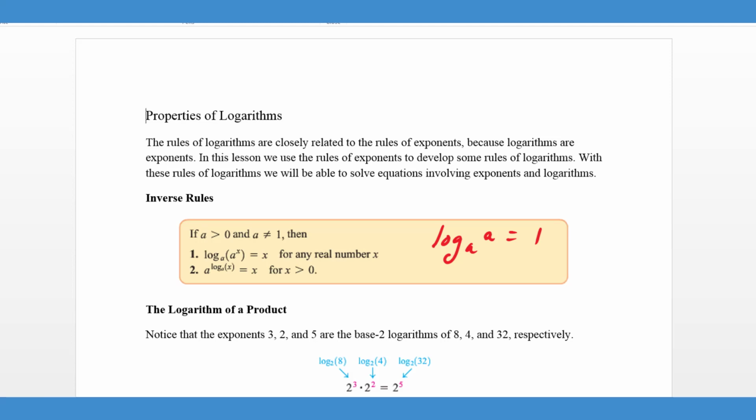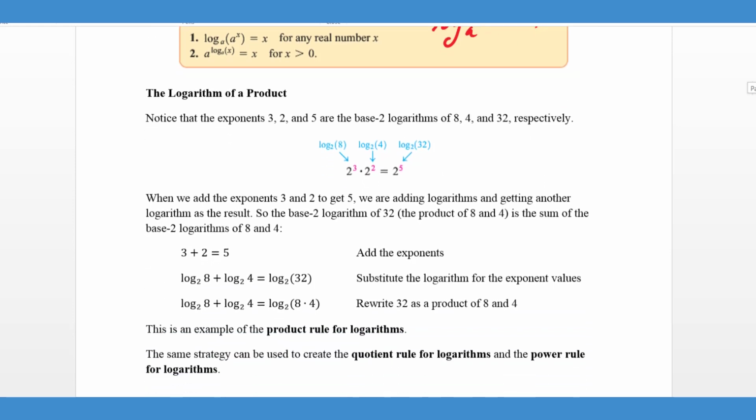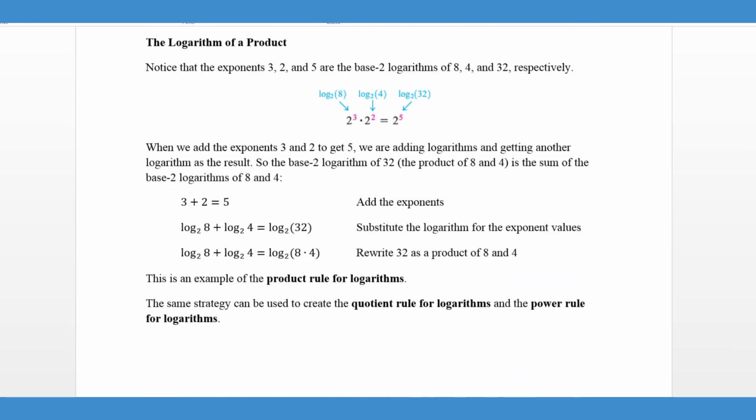All right, if we look down here, we have a really good example of how we can come up with these log properties based off of our understanding of exponential properties. If you look here, we've taken these three logs, log base 2 of 8, log base 2 of 4, and log base 2 of 32, and we've converted them to exponential form. You can see that we have 2 to the third times 2 squared equals 2 to the fifth. You know that based off of simple exponential properties, because the bases are the same, we add the exponents.